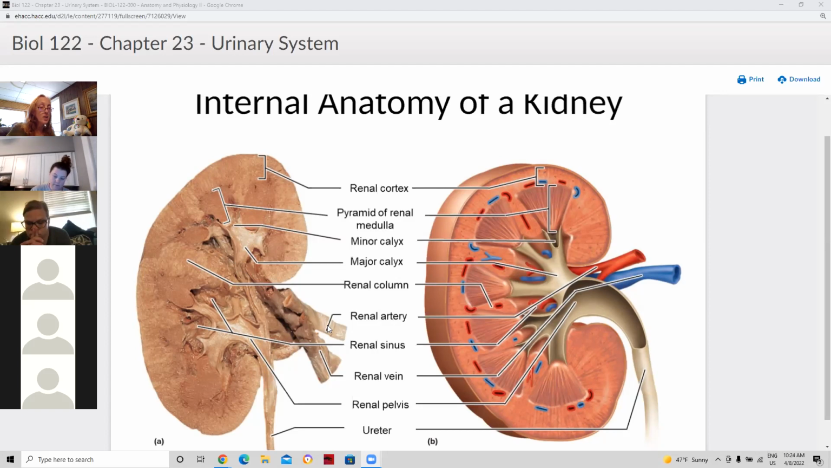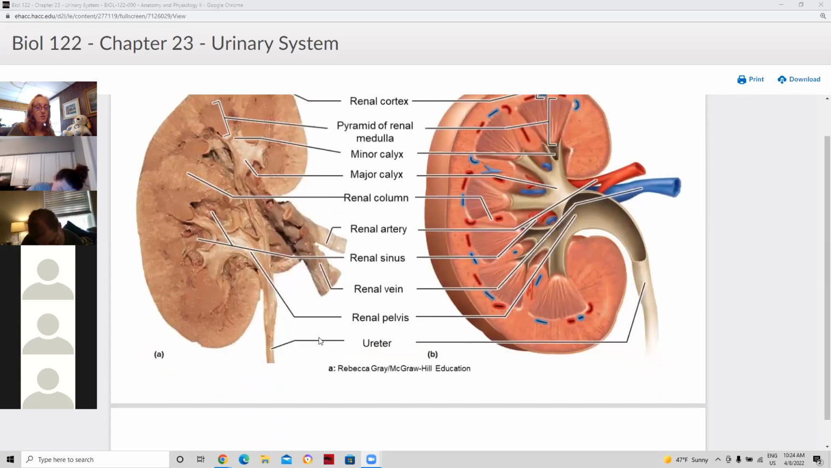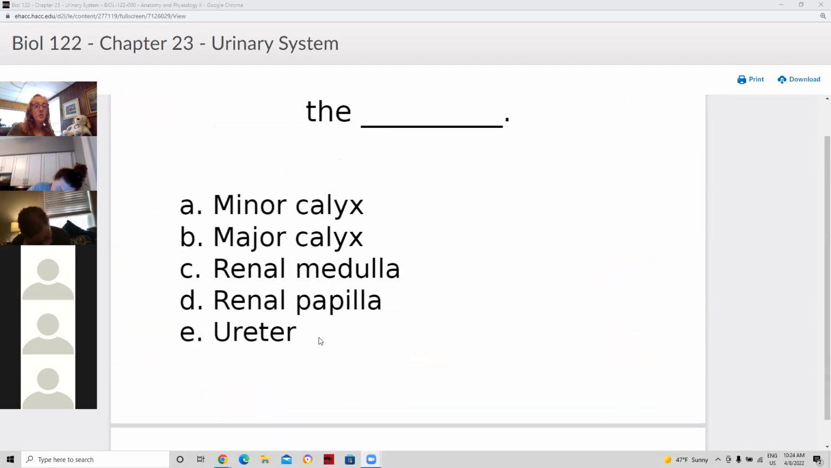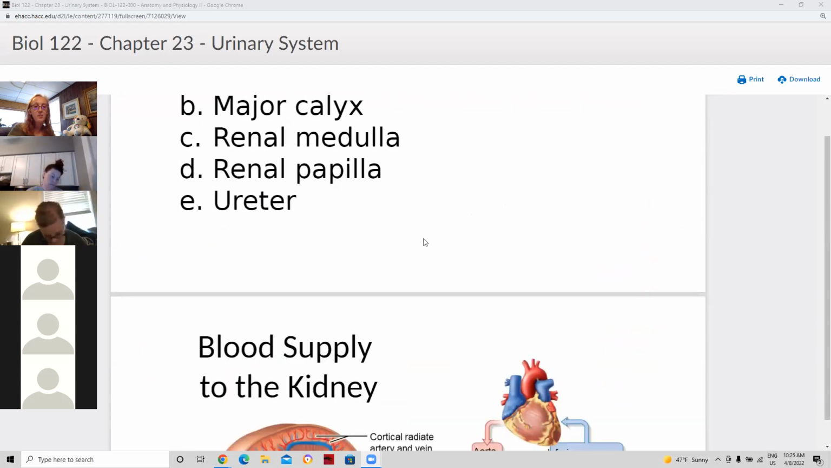The blood flow coming into the kidneys is supplied by the renal artery. The renal vein is draining the kidneys. So a renal pyramid voids or excretes the urine into the what? A. Good job. A, minor calyx.